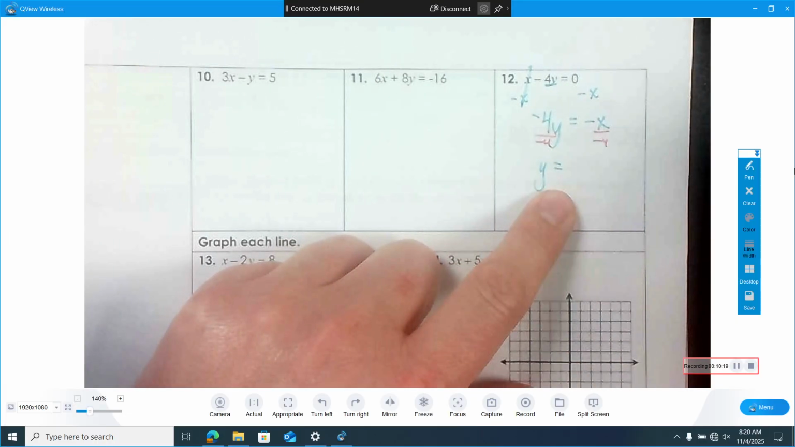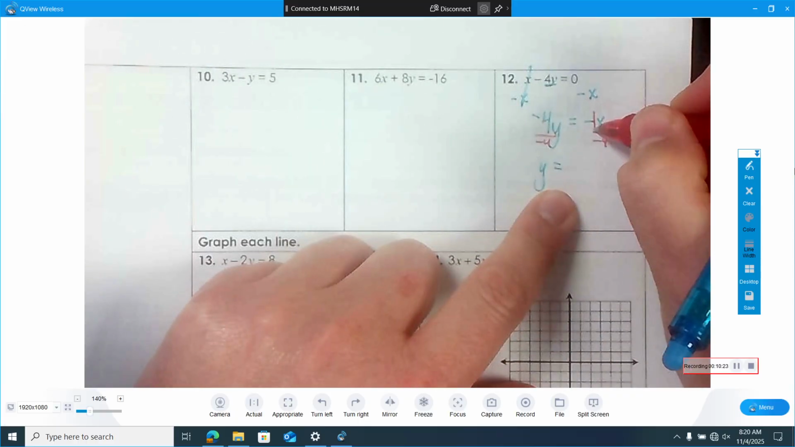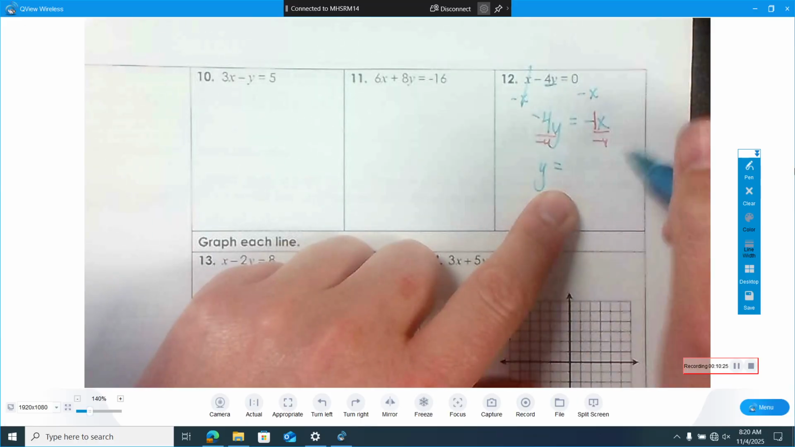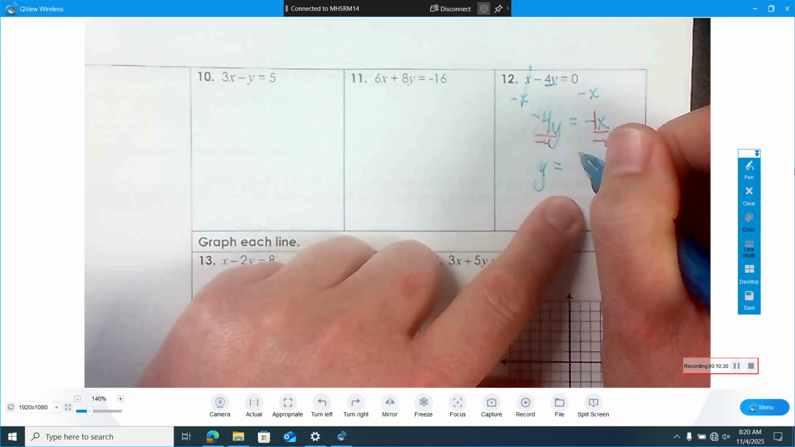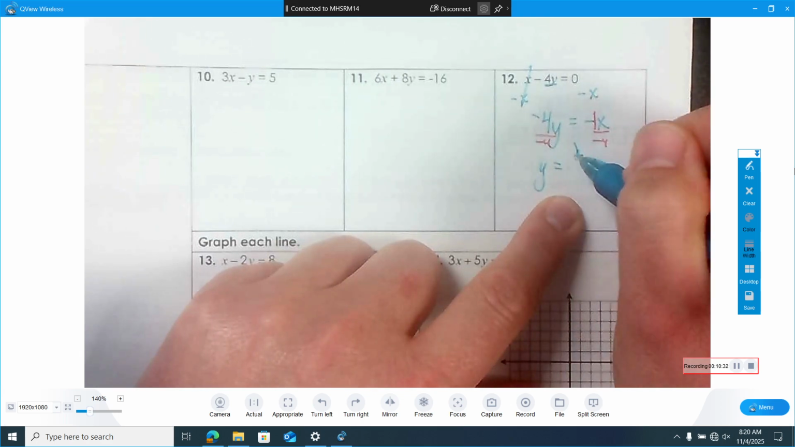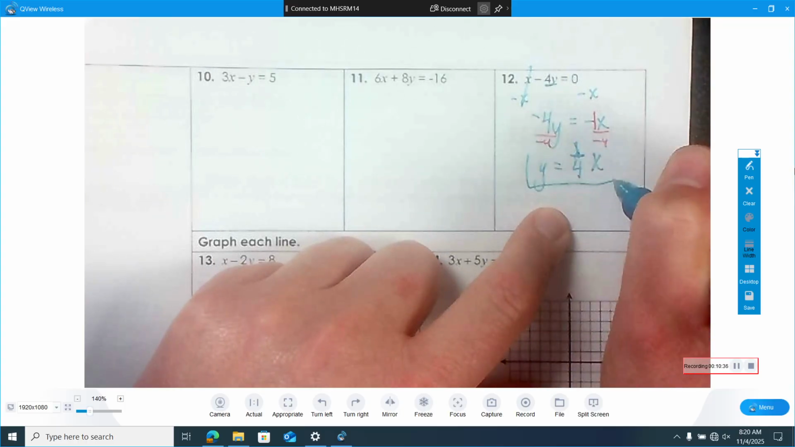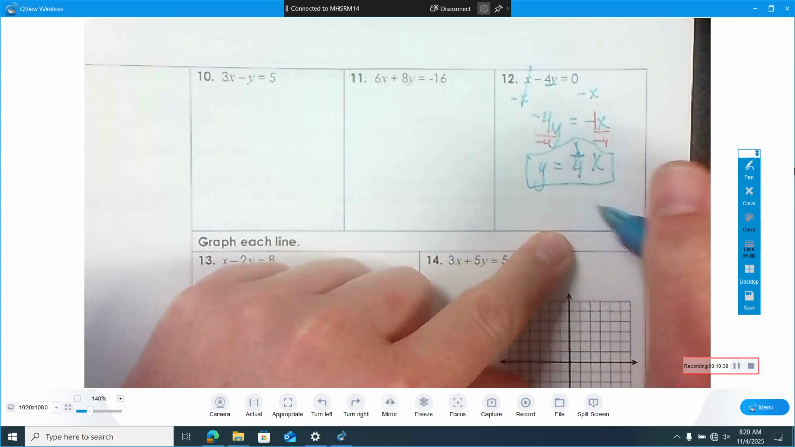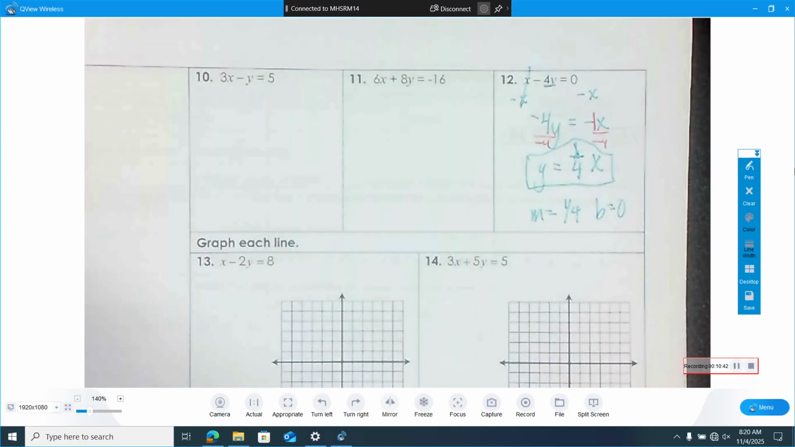Negative 1. Yeah. Again, there is always a little 1 in there, a little hidden invisible 1. Negative divided by negative is positive 1 over 4. Positive 1 over 4 with an x. What's the y-intercept? 0. What's the slope? 1/4. Okay. All right. Questions on those?